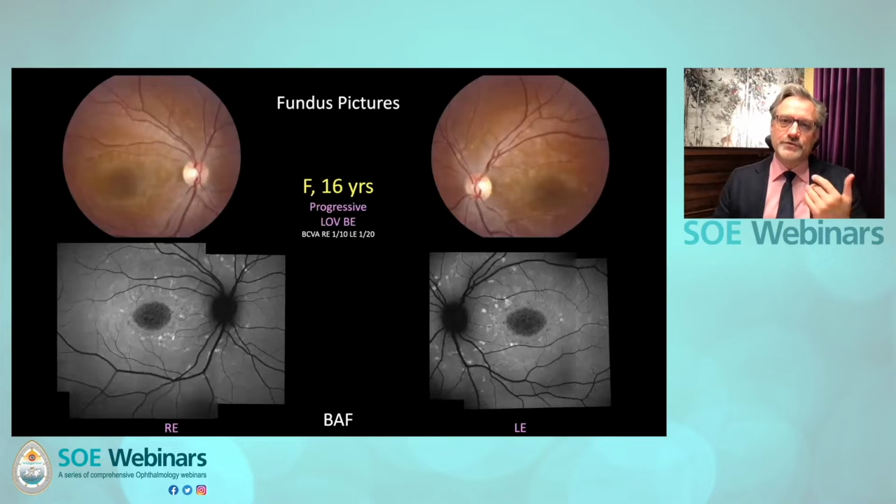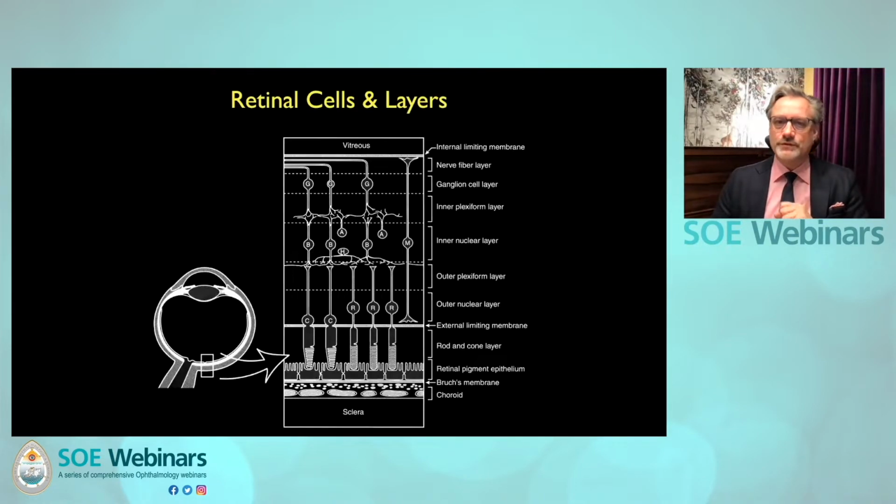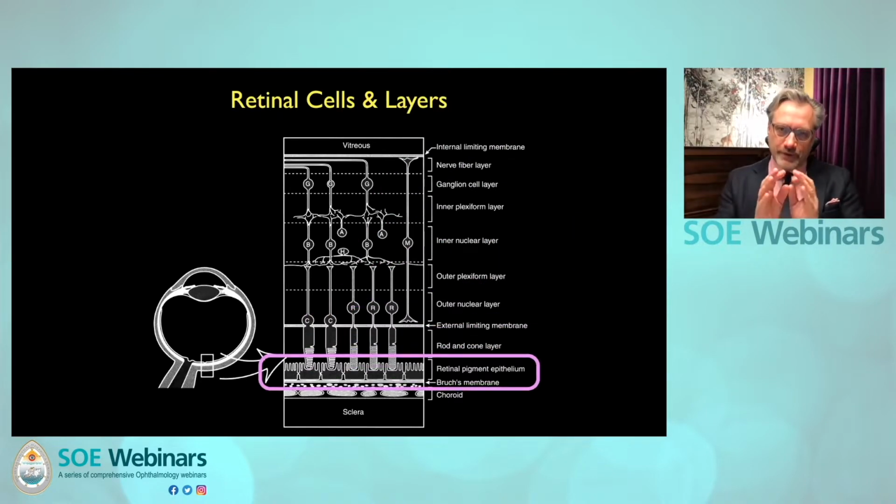So this is very suggestive of Stargardt disease, and the clinical picture becomes more clearly in keeping with Stargardt disease. So this is Stargardt disease diagnosis, not functional visual loss. So let's look at another condition. Let's look at something that primarily affects the retinal pigment epithelium.